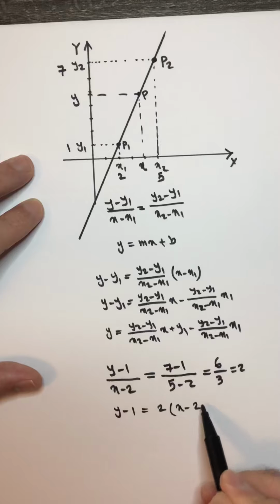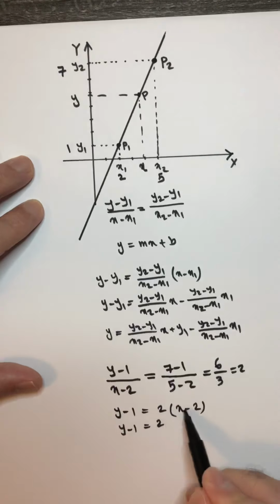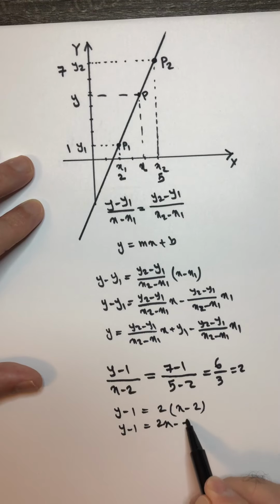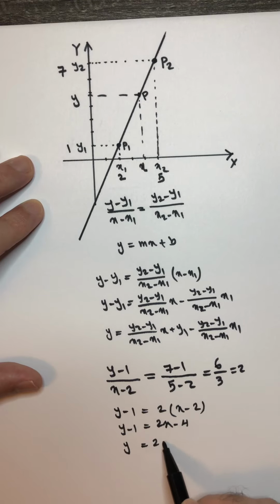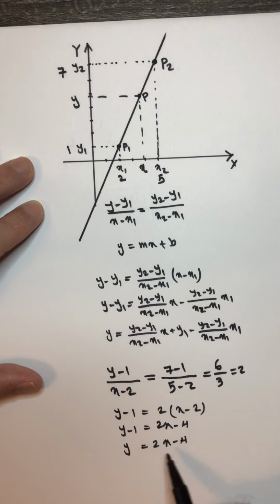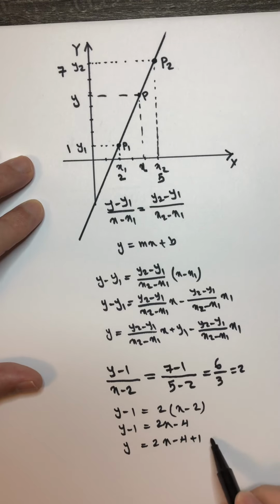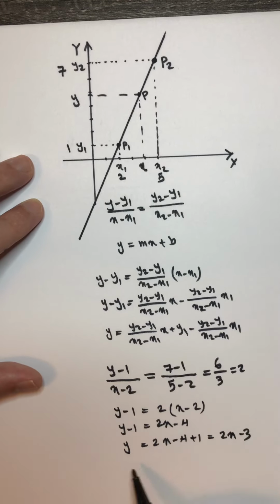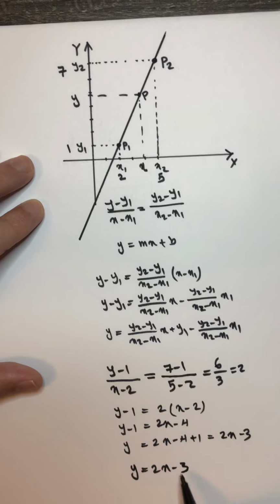2x minus 2. And we can write this as 2x, and 2 multiplied by minus 2 is minus 4. Then we have y equals 2x minus 4 plus 1, as we bring the minus 1 to the right-hand side and it becomes plus 1, so this becomes 2x minus 3. So therefore the equation of the line is y equals 2x minus 3.